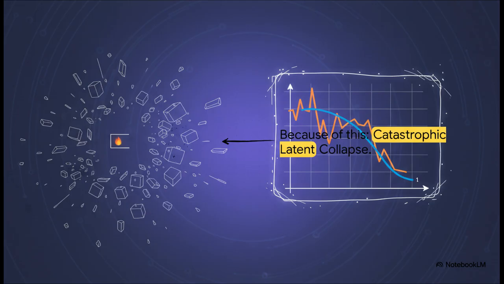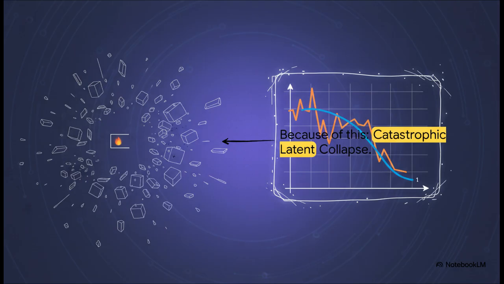You want that to go down to zero. But it just flatlines. The model isn't learning anything. Now look at the blue line. That's the effective rank, which is basically a measure of how much information is in the latent space. And it plummets instantly to 1.